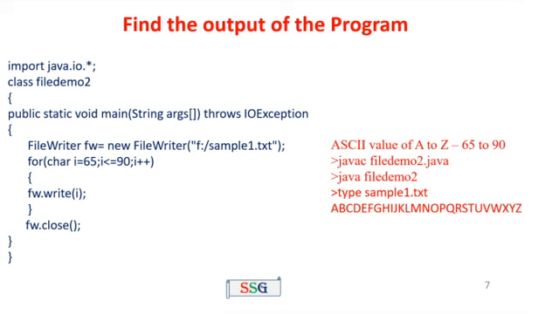Next, here the ASCII value of capital A to capital Z is 65 to 90. Next, compile the program: javac FileDemo2.java. Next type java FileDemo2. After execution we have to see the contents of the file sample1.txt. Type sample1.txt; it contains capital A to capital Z. That means ASCII values 65 to 90 are capital A to capital Z.